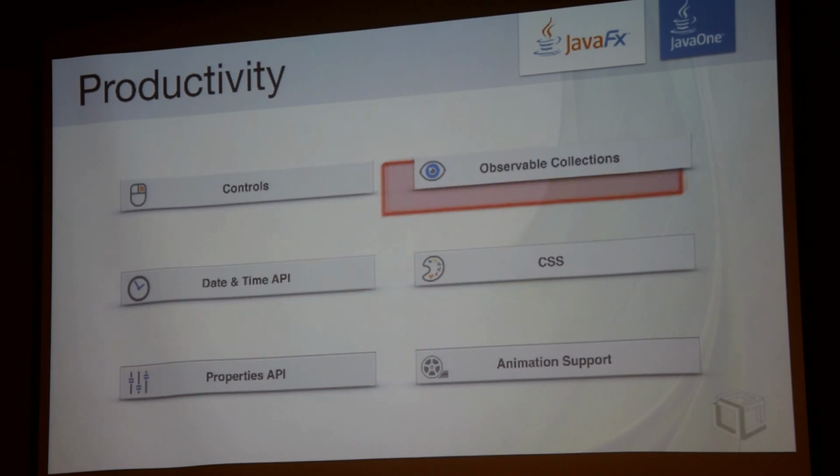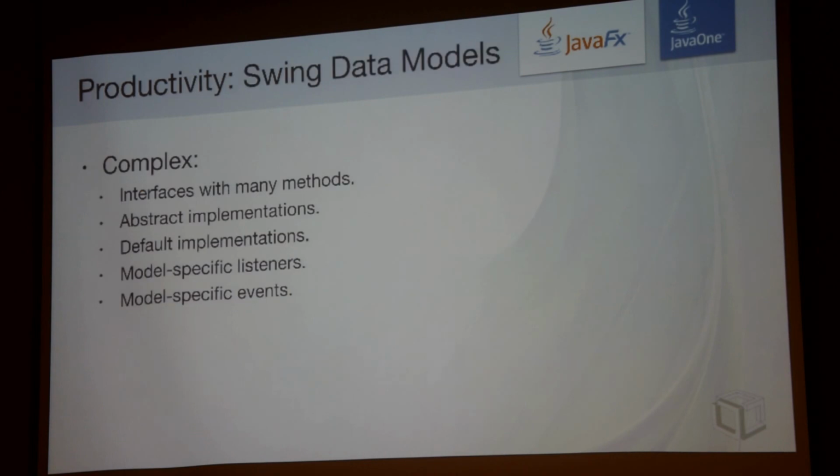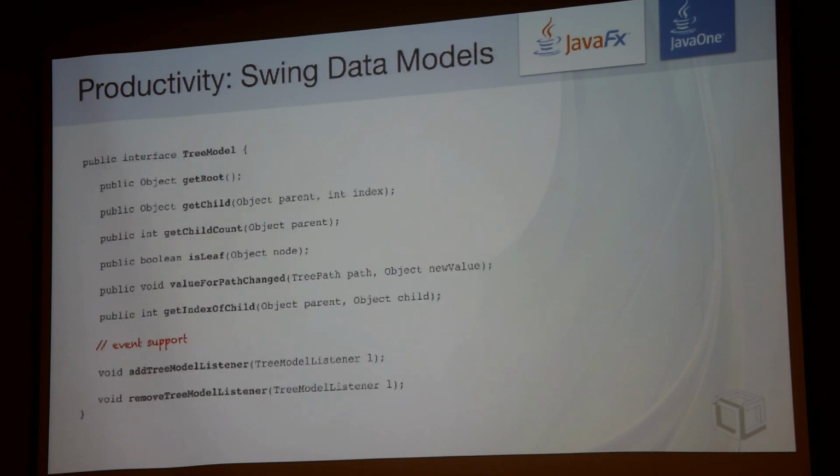Then the next thing, observable collections in JavaFX. In Swing, data models were very complex. You had interfaces with many methods. You had an abstract, or you still have an abstract implementation of the interface sometimes. You have a default implementation, and you have a model-specific listener, and you have model-specific events. So you have events for the table view, you have events for the tree view. Everything is control-specific. This is one example. This is the tree model, and you can see it consists of many, many methods up here, and then two methods to add a model-specific listener to it.